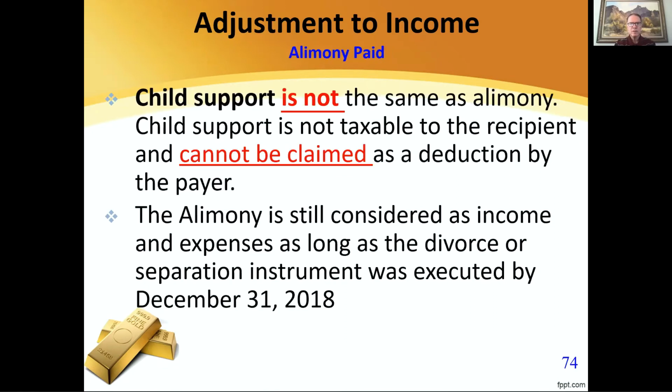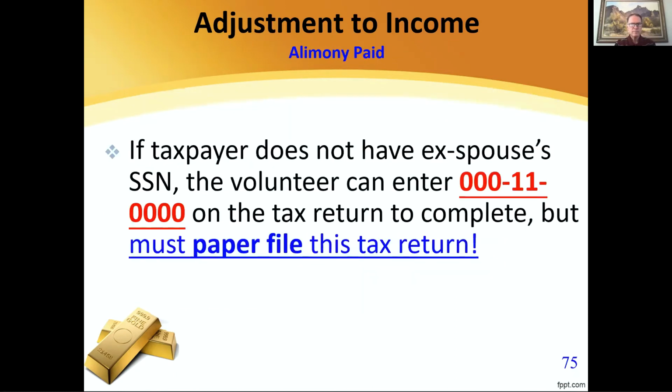Alimony is still considered as income and expenses as long as the divorce or separation instrument was executed by December 31st, 2018. So there's always going to be these cutoff dates, and normally they are the December 31st of whatever year is the cutoff. So that's where the breaking point is. Starting January 1st, 2019, alimony was treated a different way. Next screen.